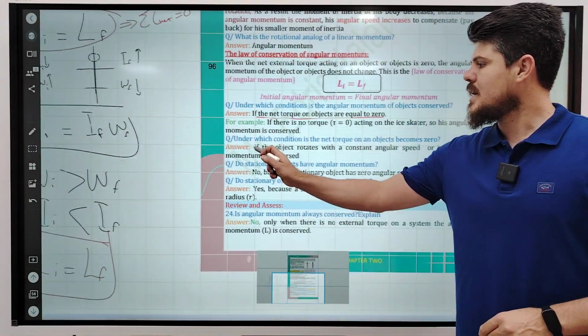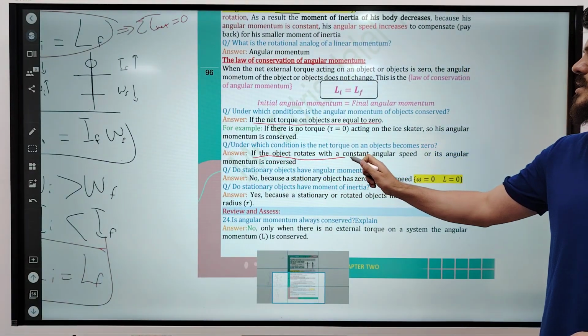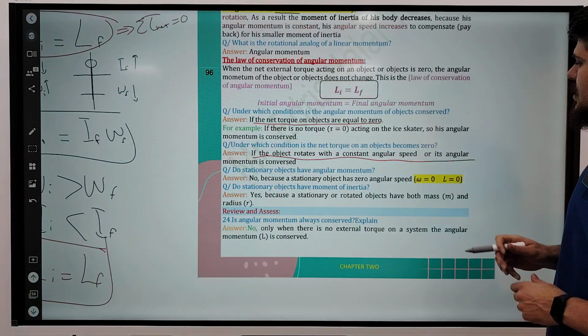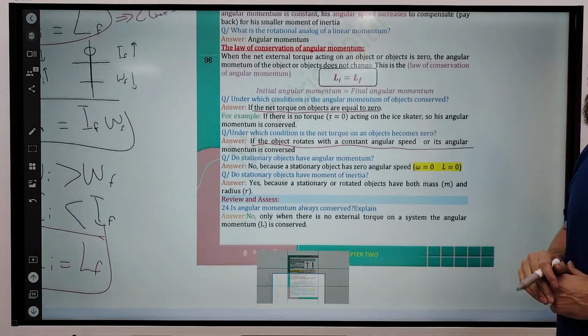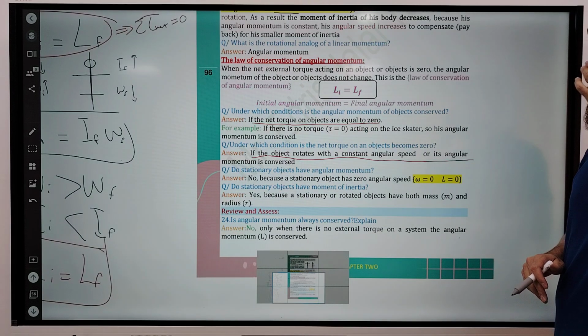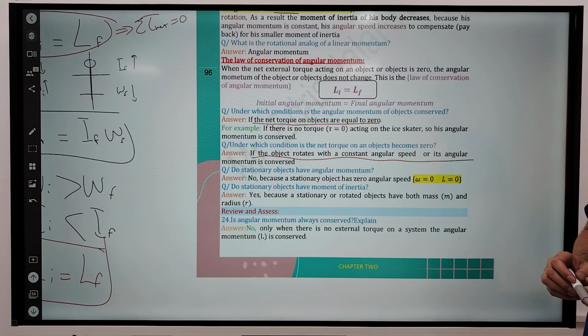If the object rotates with a constant angular speed, or its angular momentum is conserved. In these two cases, the net torque acting on the object becomes 0.